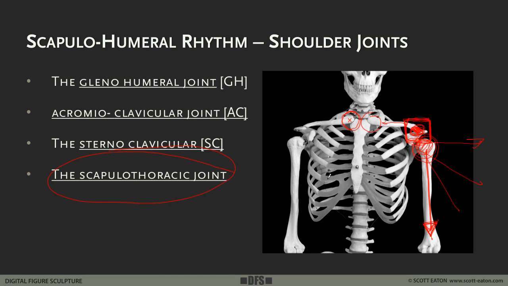And the final joint is not a proper bone-to-bone joint, but the so-called joint of the scapula sliding on the thorax in the back, and we call that the scapulothoracic joint. That is essentially the free rotation and travel of the scapula over the rib cage, because there's no actual bone-to-bone attachment there. Nothing is bound with ligaments. It's just muscle pulling this across the rib cage. Okay, so those are the big players in this.